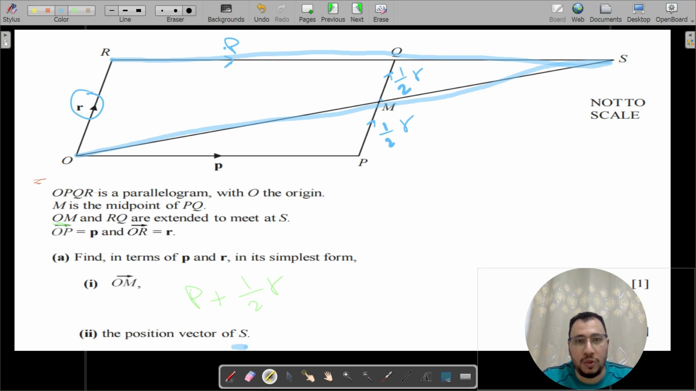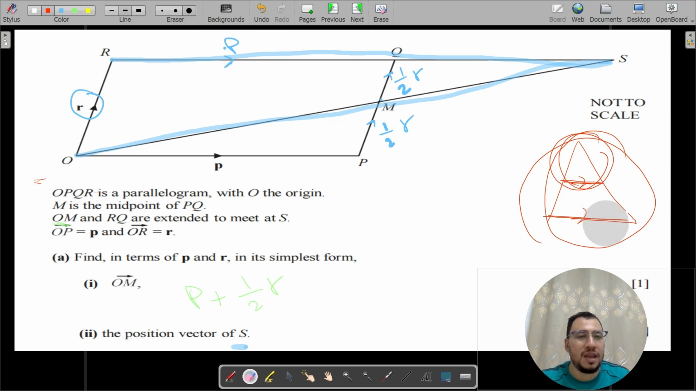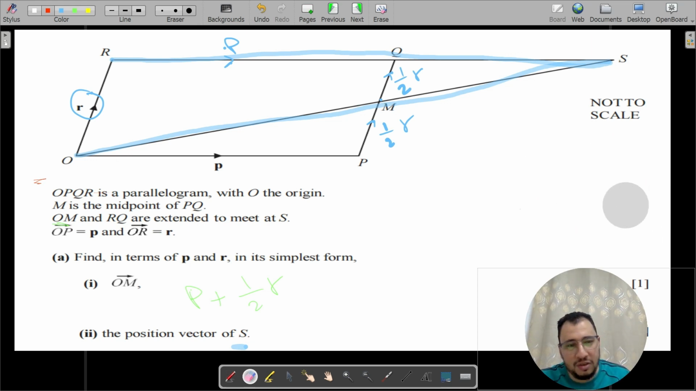Put in your mind always, when it comes to a parallelogram and you have this kind of extensions, you are looking for similarity. If you don't remember similarity, I will just remind you quickly. If you have a triangle like this, and you have one line here parallel to the third line, which means this line is parallel to that, that means the smaller triangle is similar to the bigger triangle. And the word similar means they have the same ratio. If you get the ratio between the sides, it must be the same.